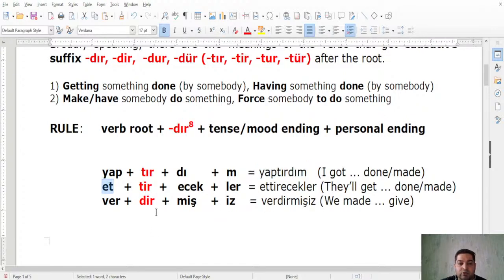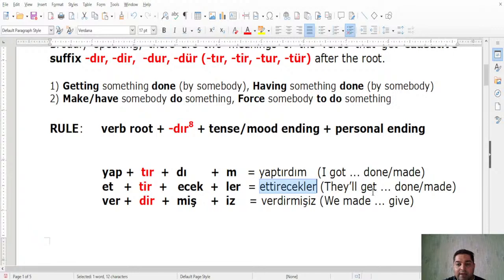Etmek: the root is et, so you have tir as a causative suffix here, because the vowel harmony requires tir, together with the preceding consonant te. Then we have the future tense ending ecek, and then the personal plural, third person plural, lar ending. That makes it meaning what?